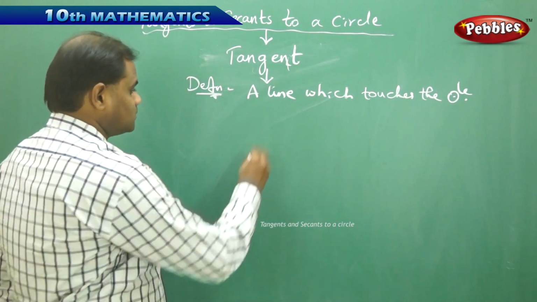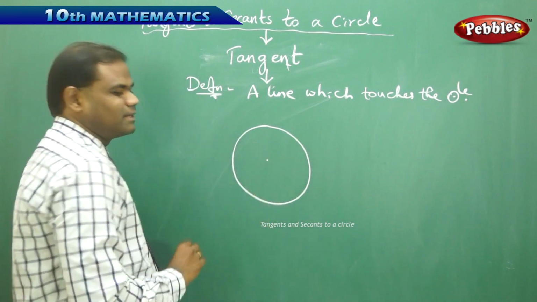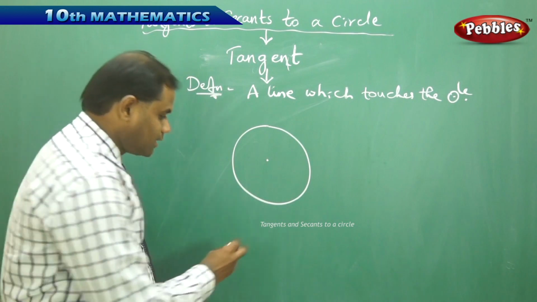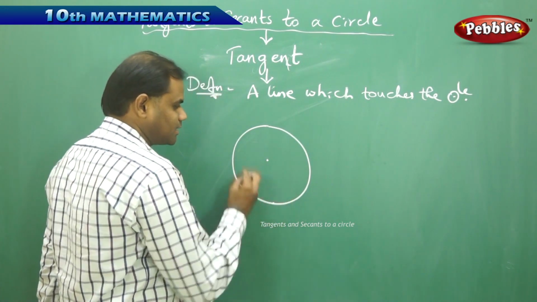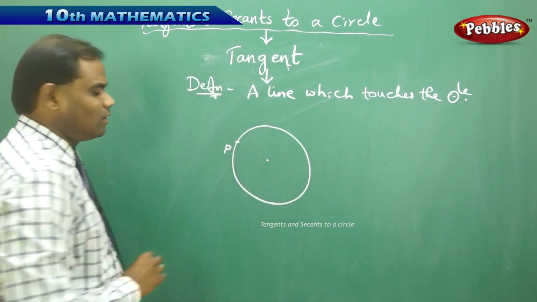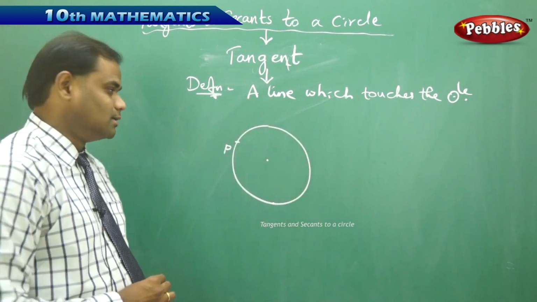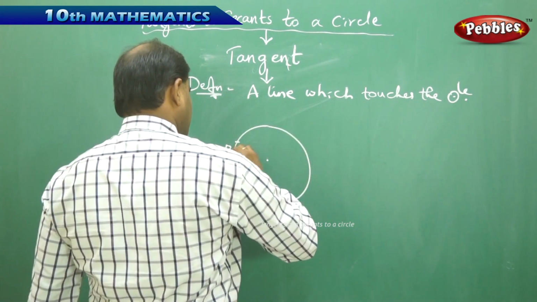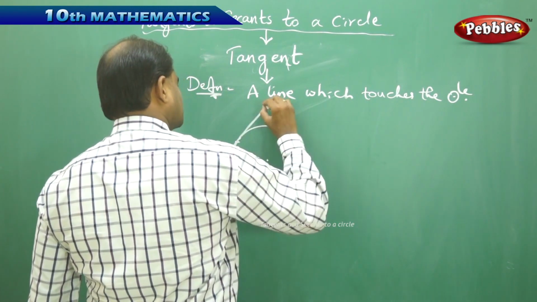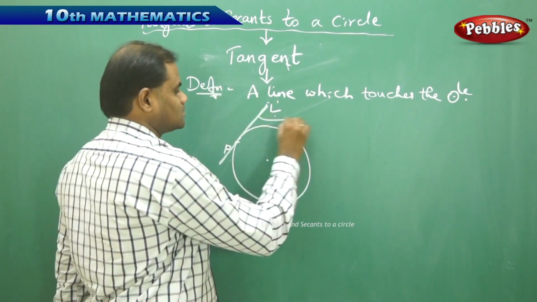So how many tangents, if suppose I take a circle with a suitable radius, then there are infinitely many points on the circumference of the circle. Therefore, at every point I can draw a tangent. Say for example, I would like to draw a tangent at this point P. Now how do I draw a tangent at this particular point P on the circumference of the circle? I straightly draw a line which touches the circle, and this is the line which touches the circle. Therefore, this line L is said to be the tangent.